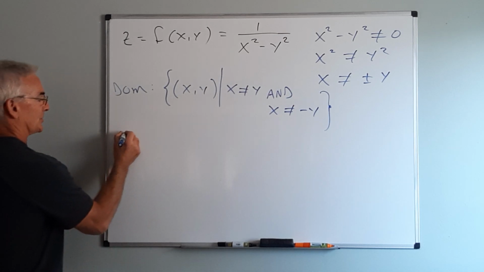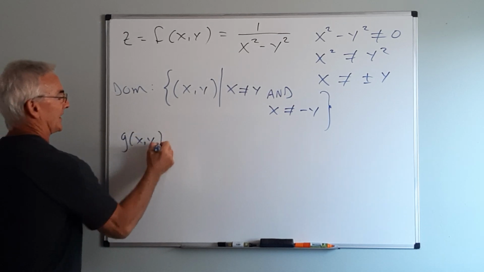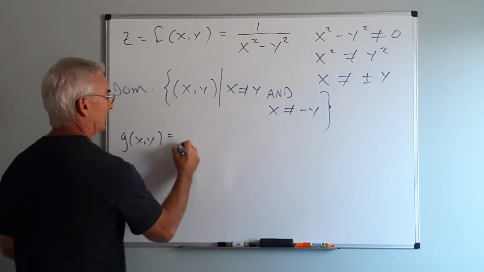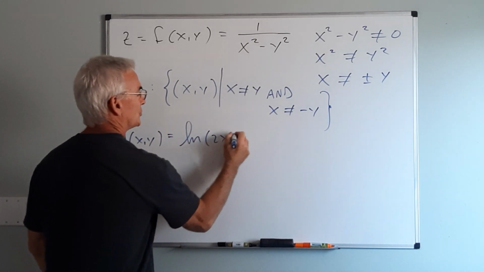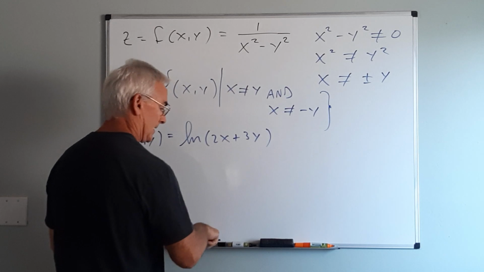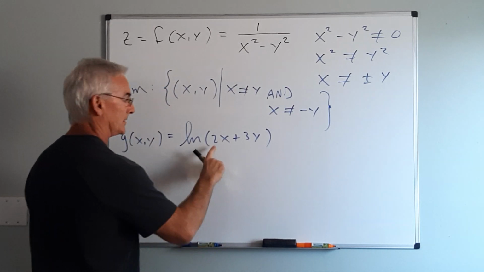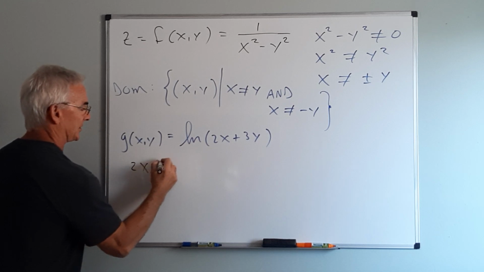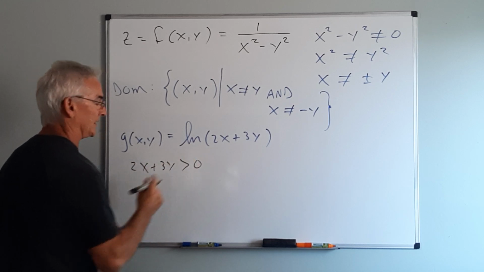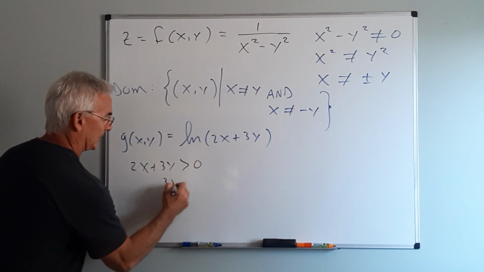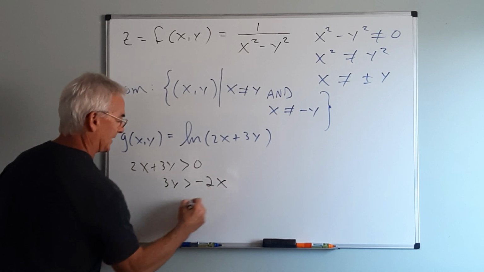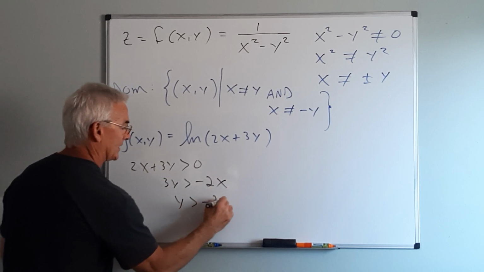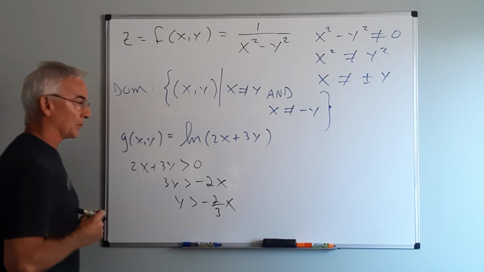If I have another function, let's say g of x y, and that's going to be the natural log of 2x plus 3y. This one's a little bit easier to state because I have one restriction that I would have to meet, and that is that 2x plus 3y would have to be strictly positive. So 3y would have to be greater than 2x, so y would have to be greater than negative 2/3 x.